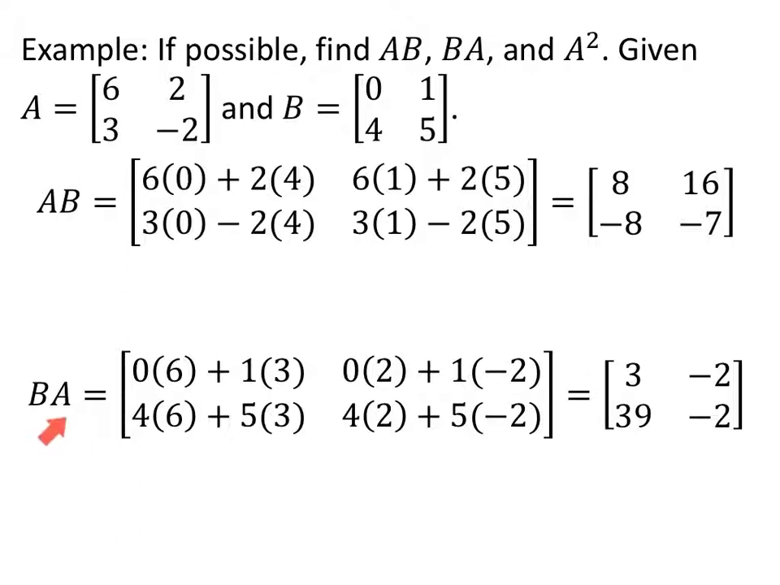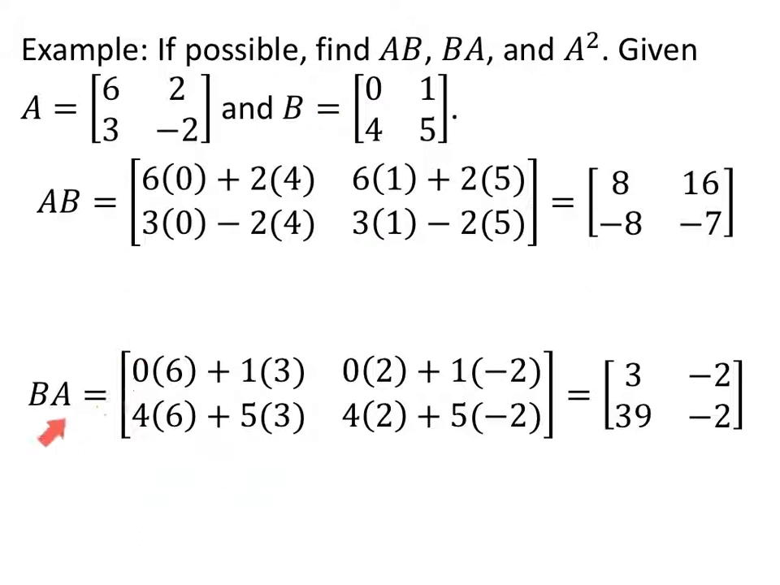But now we want to multiply B times A. Now B times A takes the rows of B and the columns of A. So row 1 will be 0, 1. So 0 parentheses plus 1 parentheses. Again, we know it's a 2 by 2 result, so we're good to go. Second row is 4 and 5. 4 parentheses plus 5 parentheses.